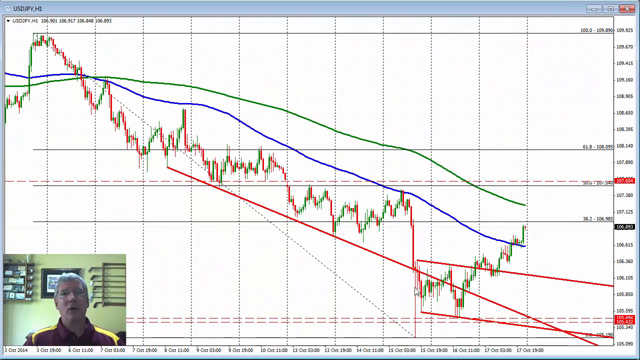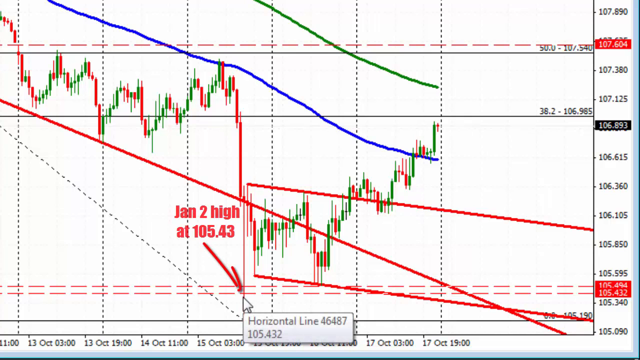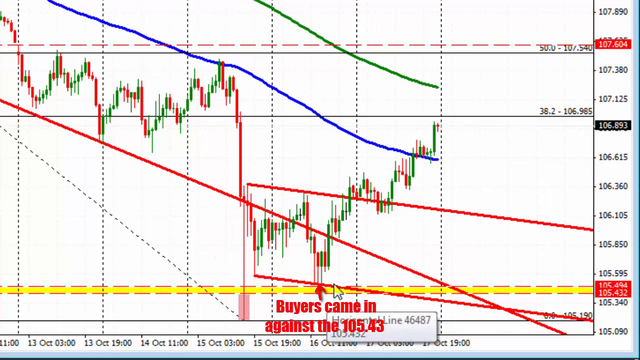And this is that break to the downside. And here's our 43 level. That was again the high price from January 2nd, 2014, and the market fell below that level, and look where we closed that bar, way up here. Not only that, our next subsequent lows, where do we find support against? The 105.43. The lowest that we got was 105.49, and that's where we started to base.